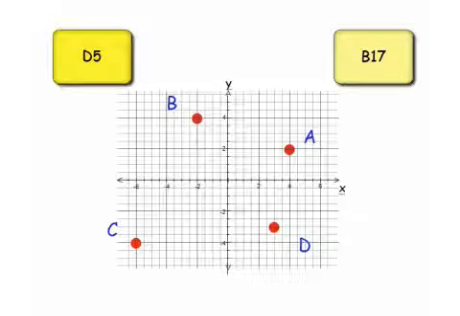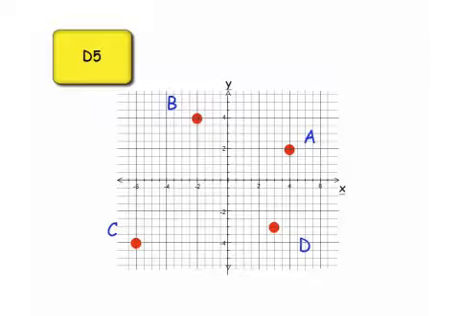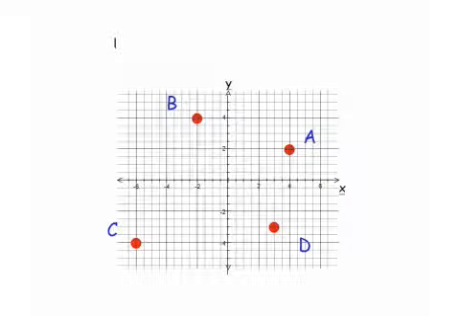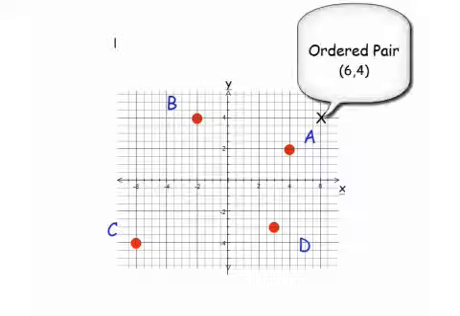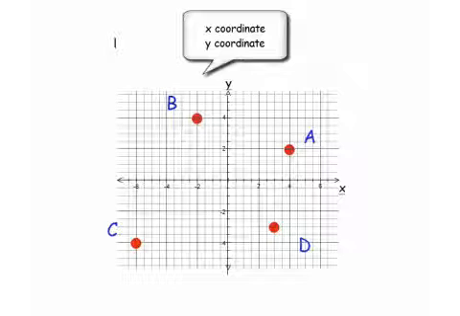An ordered pair on a graph is a pair of numbers in a certain order, written in brackets and separated by a comma. For example, (6, 4) is an ordered pair. When an ordered pair is used to locate a point on a grid, the two numbers are called the coordinates of the point. The point at the center of the graph is called the origin.